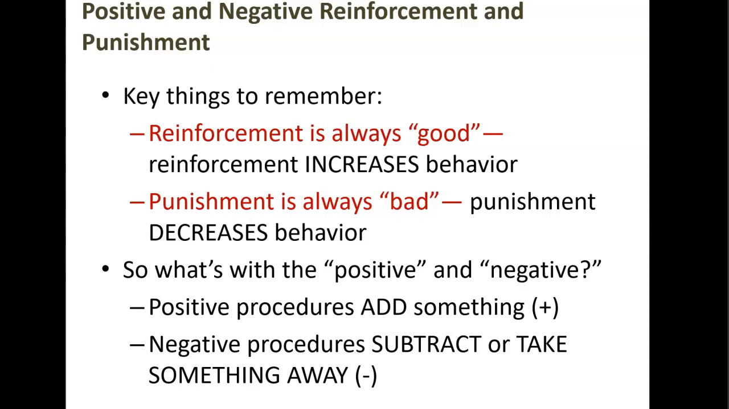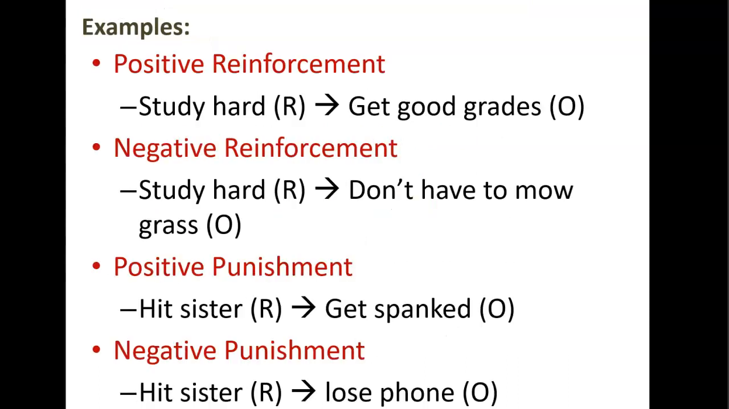So let's see how that works. When we do that, we have 4 possible contingencies: positive reinforcement, negative reinforcement, positive punishment, and negative punishment. In positive reinforcement, we're going to do a behavior like study hard, and we're going to get something good, like a good grade or maybe money. In negative reinforcement, we're going to study hard, and we're going to get something equally good, but in this case, I'm not giving something, but I'm taking away something you didn't want anyway.